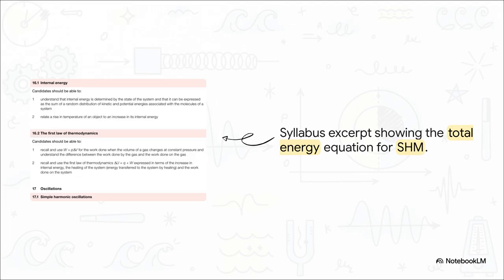The syllabus specifically demands you understand the total energy of an oscillating system. In our ideal frictionless world, that total energy stays perfectly constant. The equation is total energy equals 1/2 times mass times angular frequency squared times the amplitude squared. Since none of those variables change during a single uninterrupted swing, the total energy is completely locked in. But wait, if the total energy doesn't change, what actually makes the thing move?